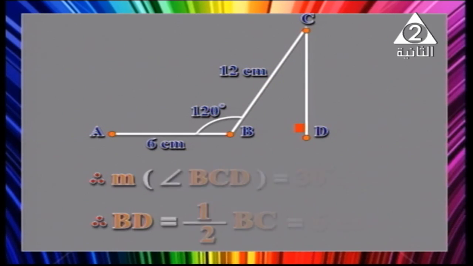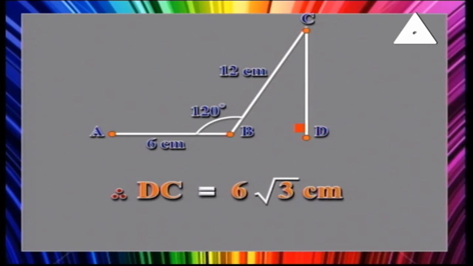My dear student, DC equals 6 root 3 centimeters. We have BD is half of BC. Why? Because the measure of angle C equals 30. BD, opposite the angle 30, is half the length of BC. Then BD equals 6 centimeters. Then what is DC? By using the Pythagorean theorem, the square root of 12 squared minus 6 squared, or by using CD equals BC sine of angle CBD, or sine 60.